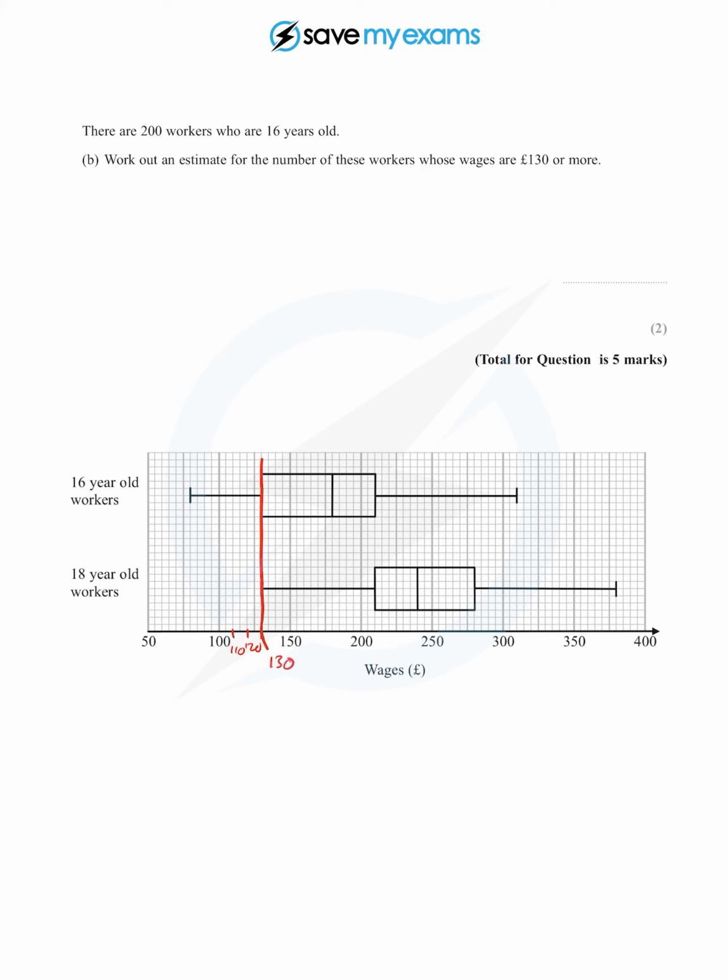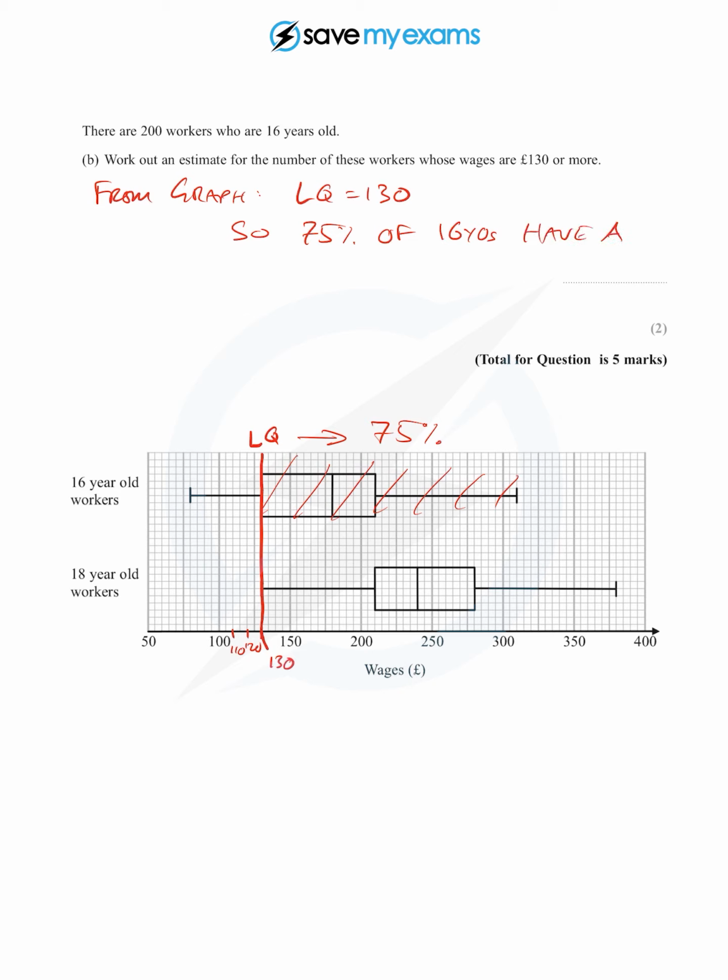Okay, so that is £130. And you can see that actually that is the lower quartile. And so above here, this bit here is 75% of the people, of the 16-year-olds, have a wage of 130 or more. So from the box plot, the lower quartile is 130. So 75% of 16-year-olds have a wage of £130 or more.